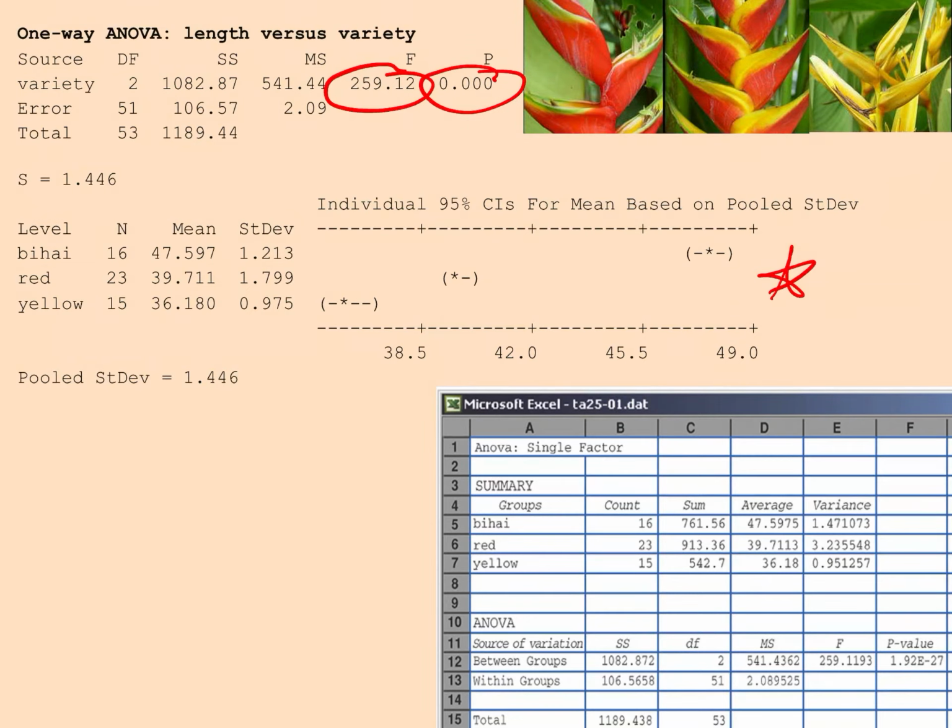So we know from our p-value right here that there's at least one of these that's different from the others. We know from looking at it further with an interval plot that they're all significantly different from each other, and the relatively huge differences between them is why we have this small p-value and that large F statistic.